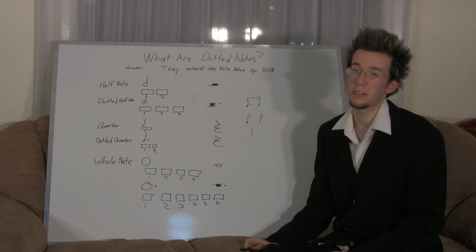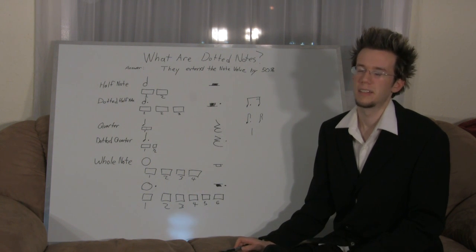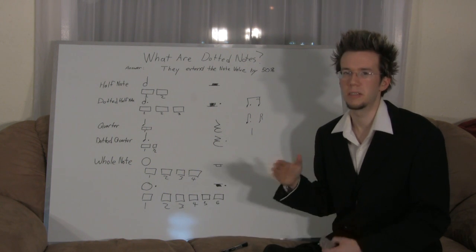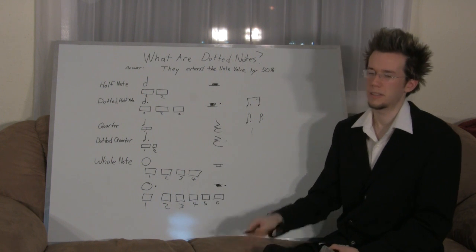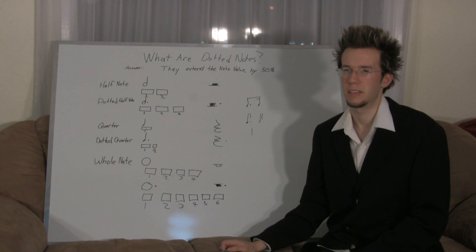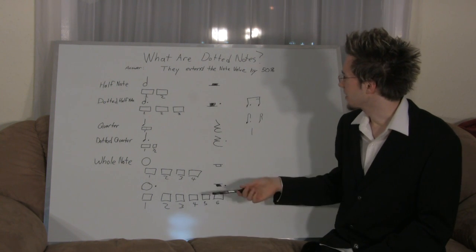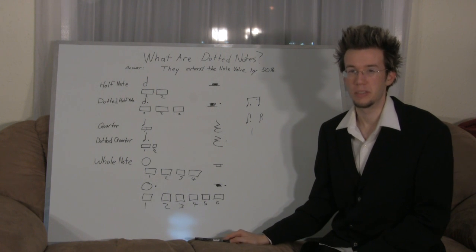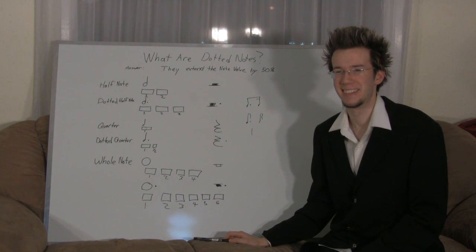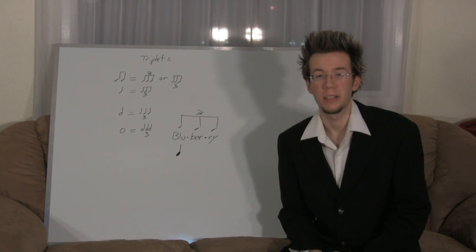There's also something later on, but it's not very much used. It's called double dotting, and it just means you hold it a little bit longer. So it's double the effect of the dot, but that is irrelevant and we don't need to get into that yet. Okay, so I think that's enough for dotted notes. Next thing I'm going to show you is triplets. So the next thing we're going to learn is something called triplets.